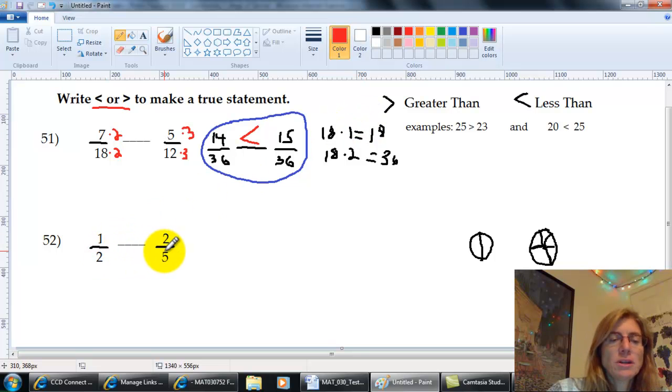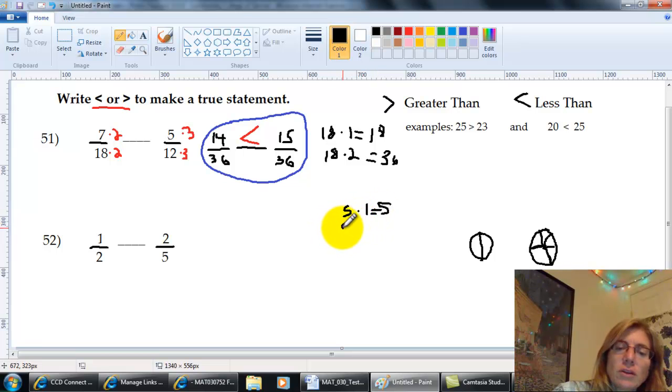So looking for a common denominator between 2 and 5, we take the larger number and list the multiples. 5 times 1 is 5. Does 2 go into 5? No. And 5 times 2 is 10. Does 2 go into 10? Absolutely. So our least common multiple is 10.